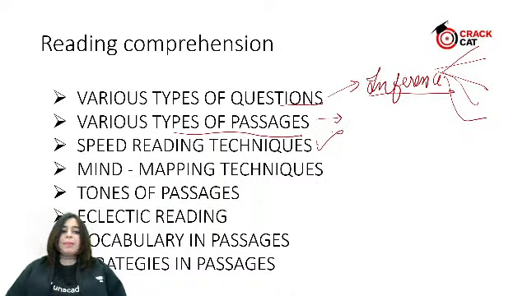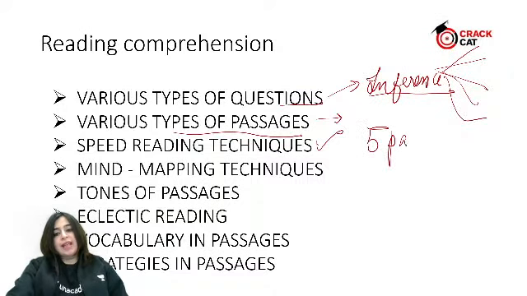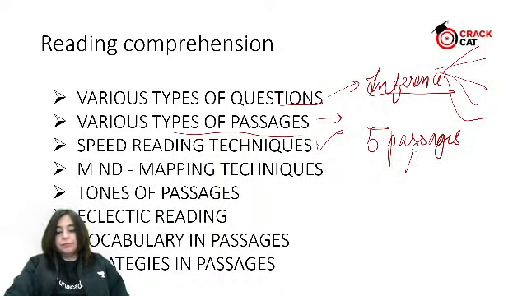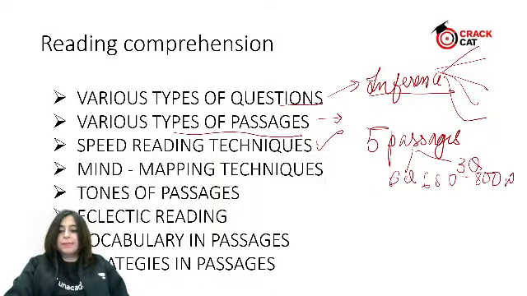Now we'll be working on a few speed reading techniques. What do we mean by speed reading? Speed reading helps you to read the passages at a faster pace. All of you are aware you get 5 passages on the examination. These can be either 6 question type passages or 3 question type passages, and you could have to read between 650 to 800 words for these passages.